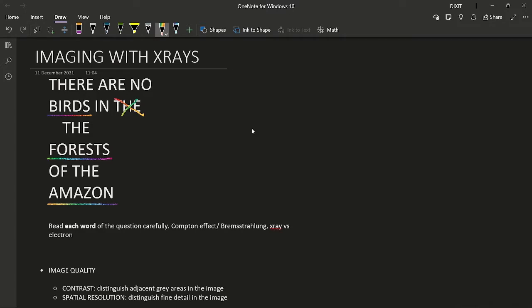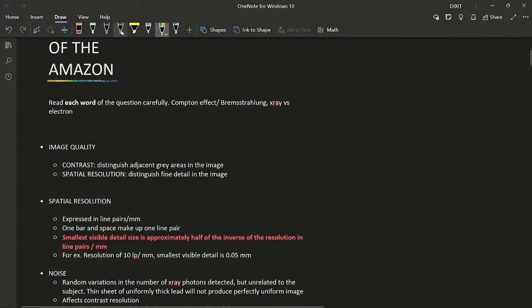Today's topic, imaging with x-rays. The first topic is image quality. Now image quality is determined by two factors. One is contrast. As you all know, contrast is the ability to distinguish adjacent gray areas in the image. And the other one is spatial resolution. As you already know, it is the ability to distinguish fine detail in the image.